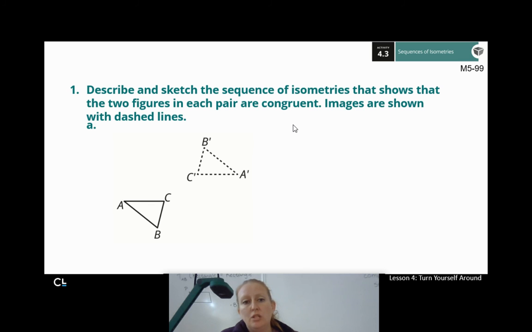Keep in mind the original is a solid one. The image with the dashed lines are the images. Those are the new ones. So what's happening? Reflections, translations, rotations. What's happening here? Go ahead, hit pause, jot down your thoughts, hit play when you're ready to check your work.